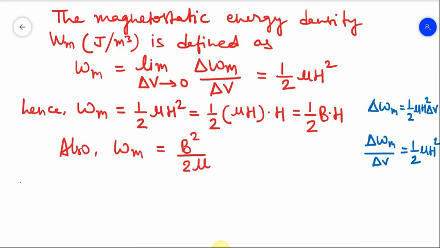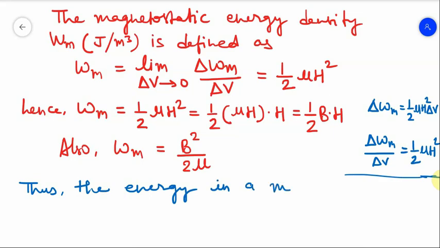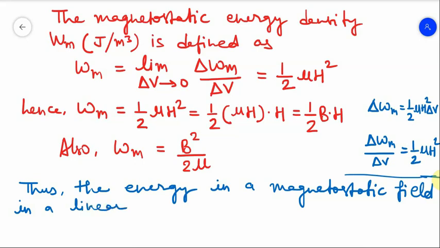Thus the energy in a magnetostatic field in a linear medium is given by Wm equals the integral of the energy density times dV.